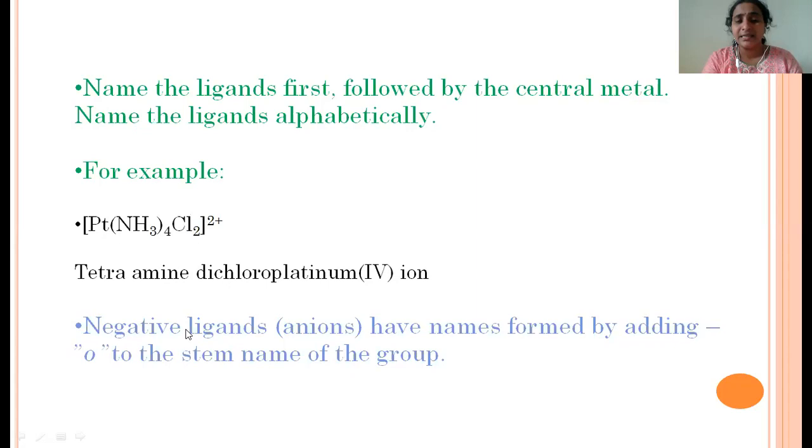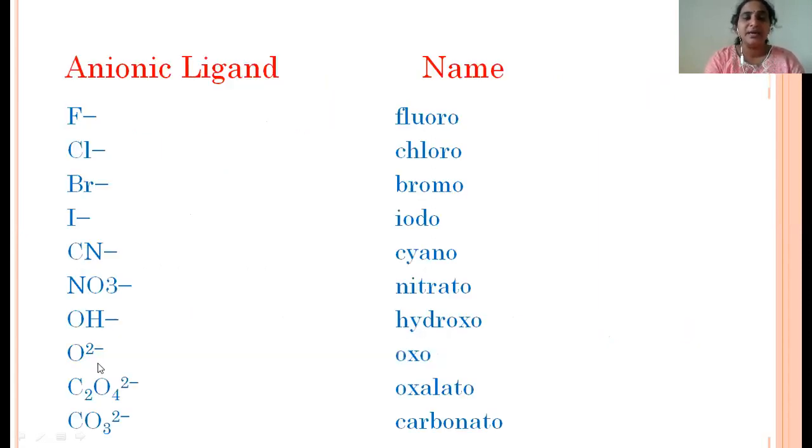And whenever writing the ligand's name, if there are any negative ligands, then for those negative ligands we have to add the suffix O. That means negative ligands end with O. For example, these are all examples of anionic ligands. All these ligand names end with O: fluoro, chloro, bromo, iodo, cyano, nitrato, hydroxo, oxo, oxalato, carbonato.